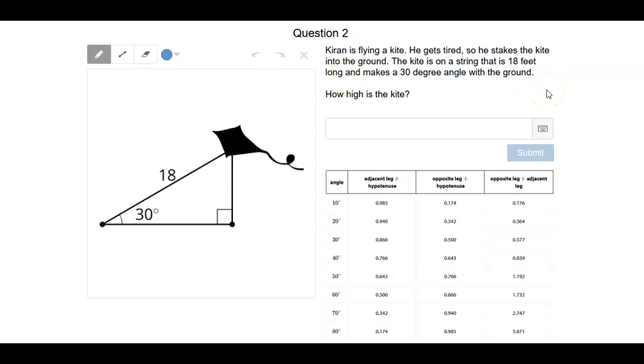Question 2. Kyron is flying a kite. He gets tired because flying a kite is so tiring, so he stakes the kite into the ground. So here's the string that comes from the kite. It goes all the way down. He puts a stake in the ground.